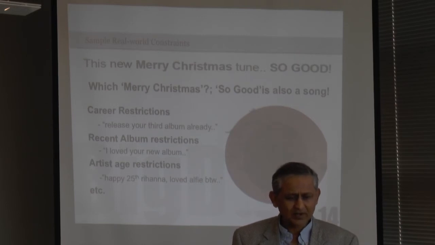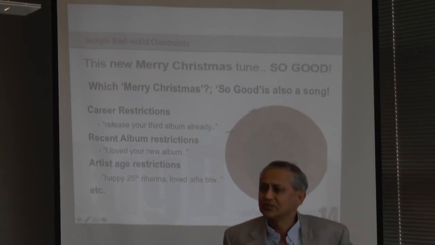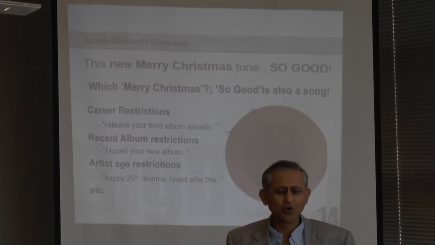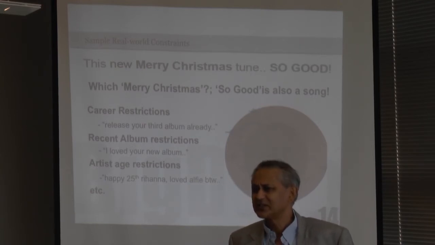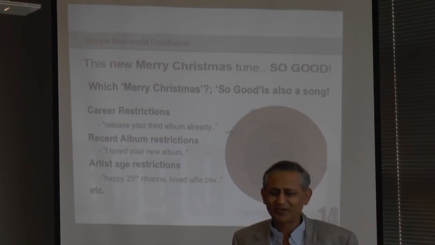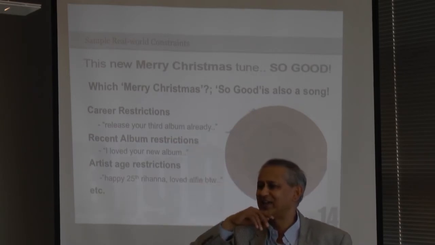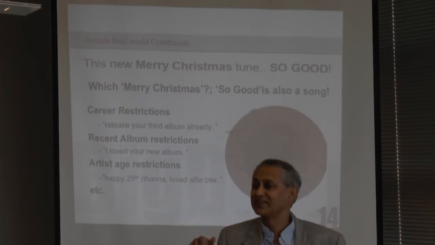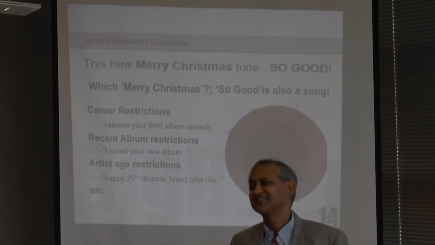So the other, for example, you may be able to use such things as "release your third album already." So in this case, I'm able to exploit career restrictions, meaning we know that new Merry Christmas is played by, let's say, these 3-4 top possibilities. Then you say, who has a third album, meaning who is new in career? The first one, let's say, is by a very old timer, so we think that's not the one. The second one is a pretty young artist who just recently started to record, and this is his third release. I think that's a much better choice than the first one, right?